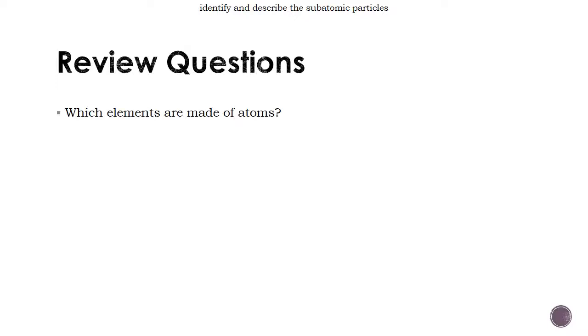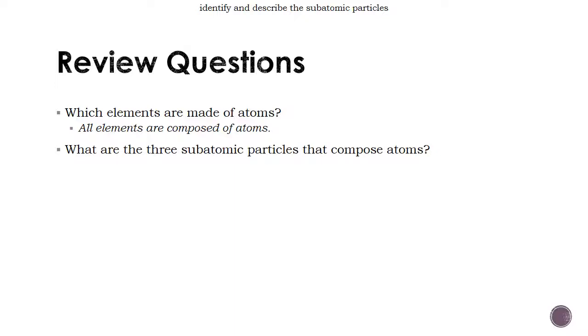So question number 1, which elements are made of atoms? All elements are composed of atoms. There's no such thing as a single element that is not made of atoms. Question number 2, what are the 3 subatomic particles that compose atoms? Those subatomic particles are protons, neutrons, and electrons.